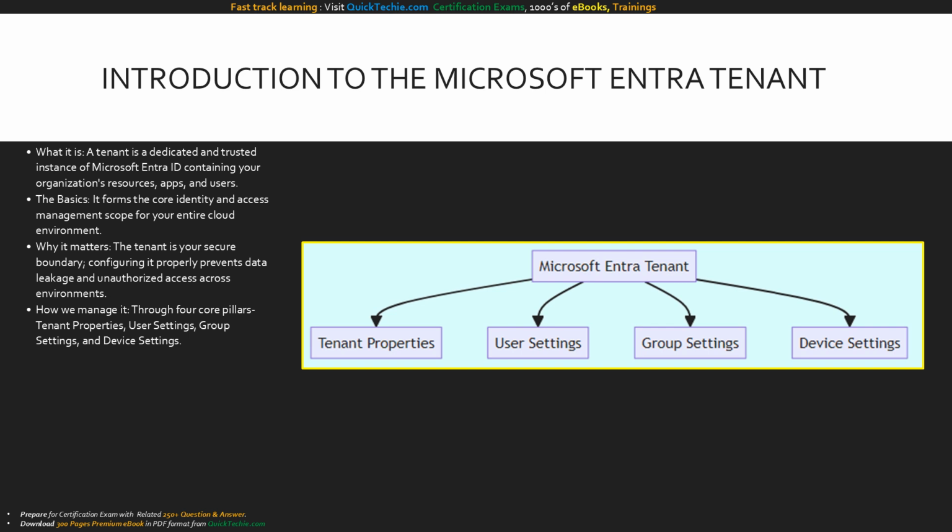Today, we're going to look at the four major control planes you will use to manage this environment: tenant properties, user settings, group settings, and device settings. Mastering these four areas is the absolute foundation of your journey into cloud identity.